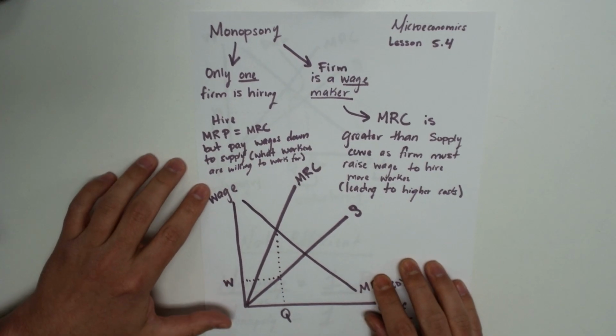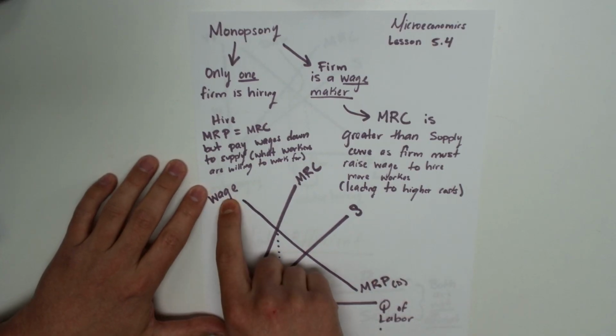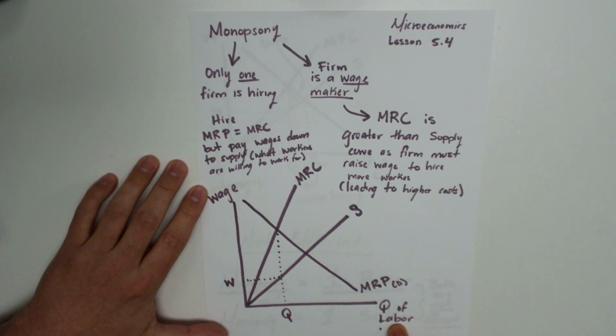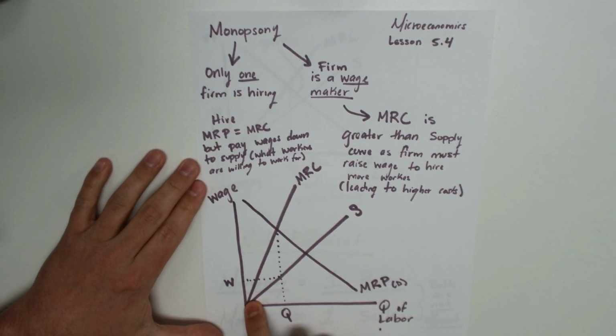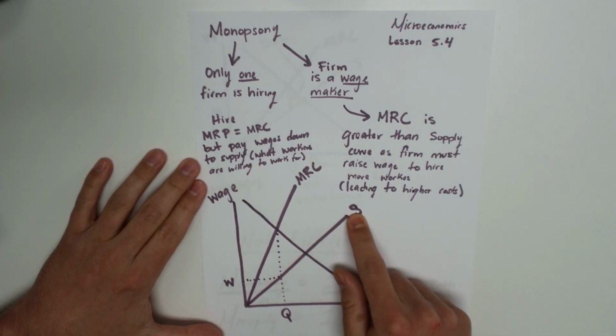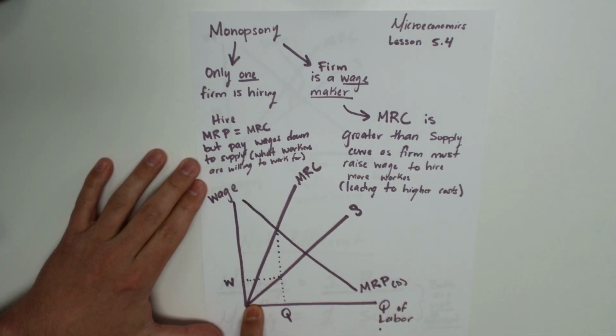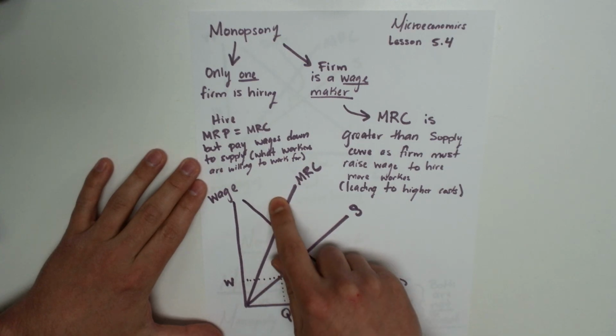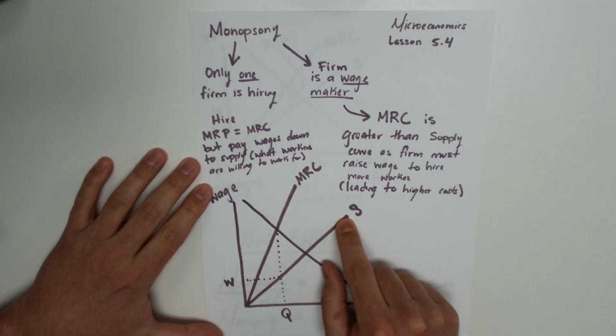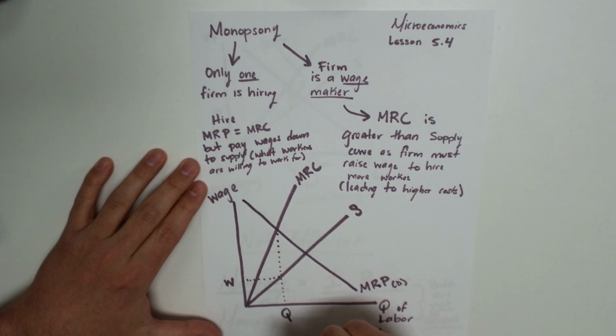So this is how it's going to look in the model. You've got the y-axis labeled the wage, and the x-axis is still the quantity of labor. The marginal revenue product is still the same, downward sloping, because each additional worker is going to provide less additional revenue product. The supply curve for labor slopes upwards just like before, but now the marginal resource cost is going to be greater than the supply curve because as you hire more workers, you have to keep increasing the wage for each additional worker, which raises the cost much more than the supply or the regular wage from the market.